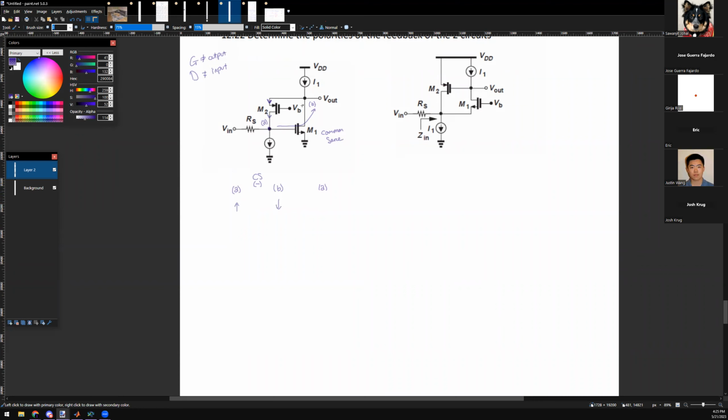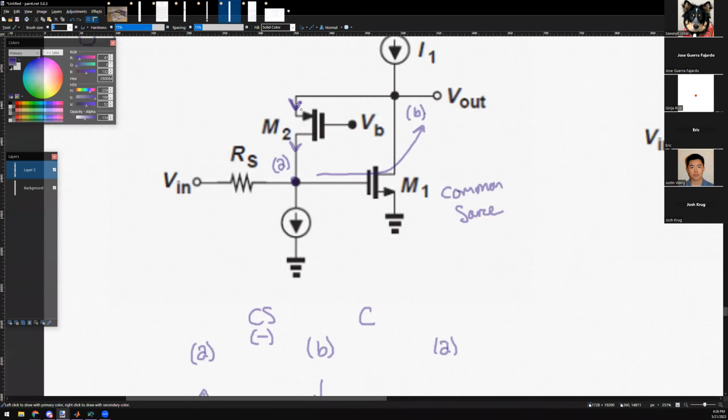Now from B back to A, it goes through which MOSFET? M2. And what type of amplifying stage is it? In other words, which terminal is not part of the signal path? Source. Common gate. Yeah, because here the signal is touching the source and the drain, and the terminal that's not being used is the gate. So you call this common gate. Does that kind of make sense, Justin?